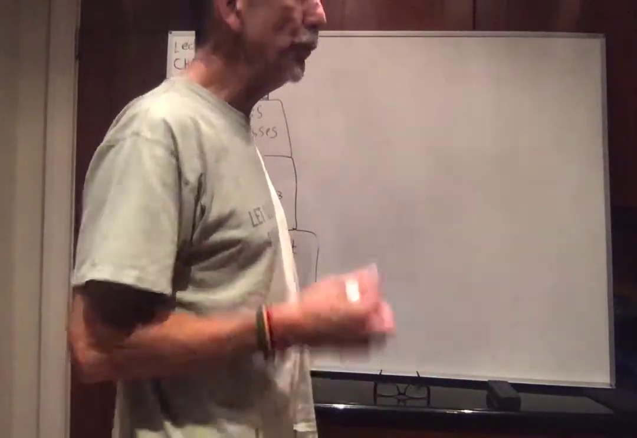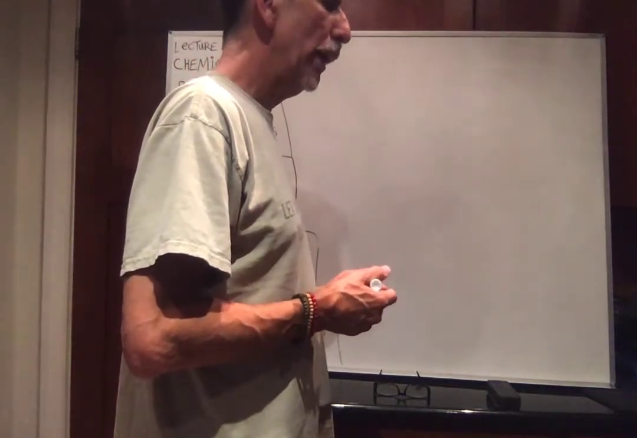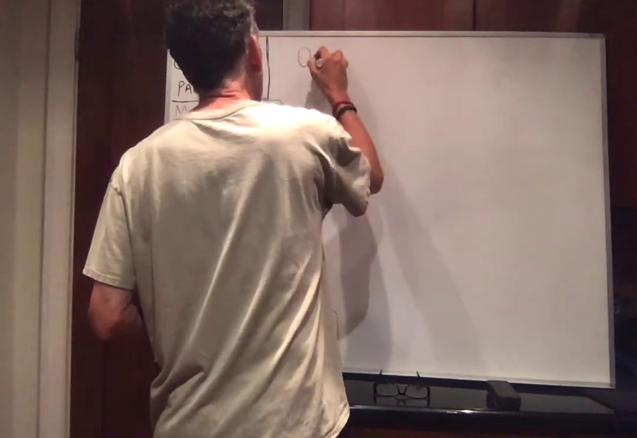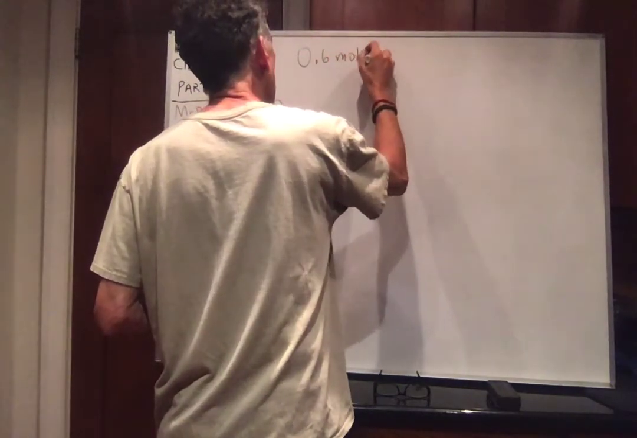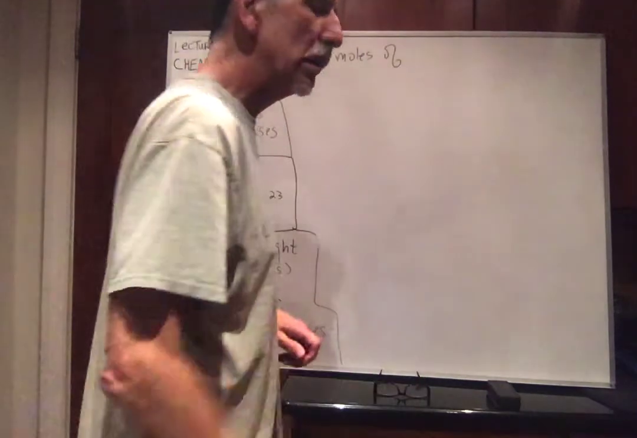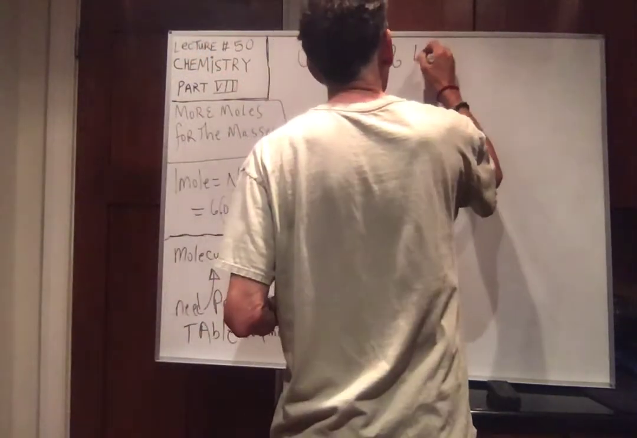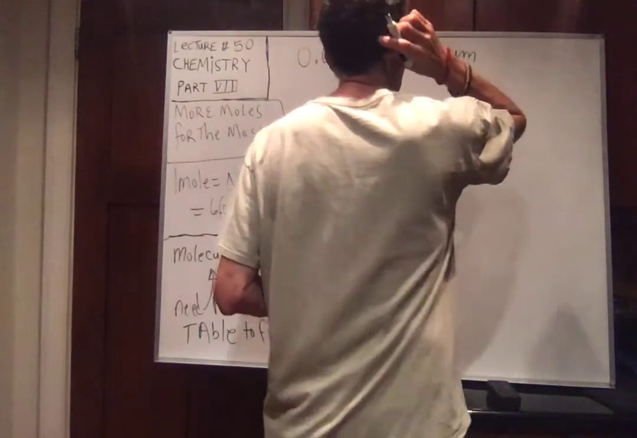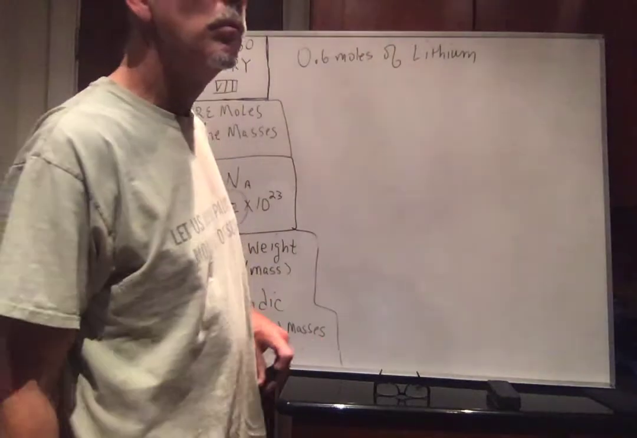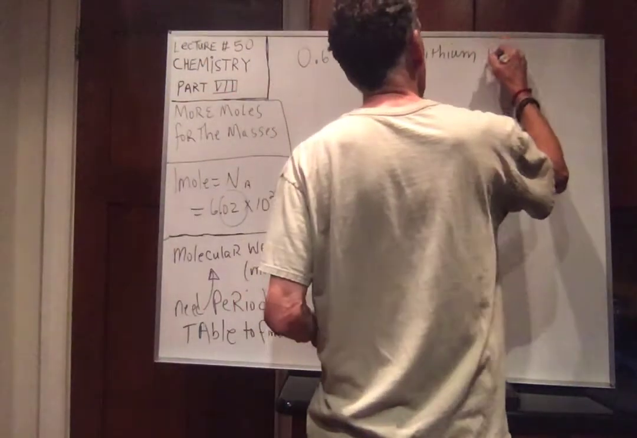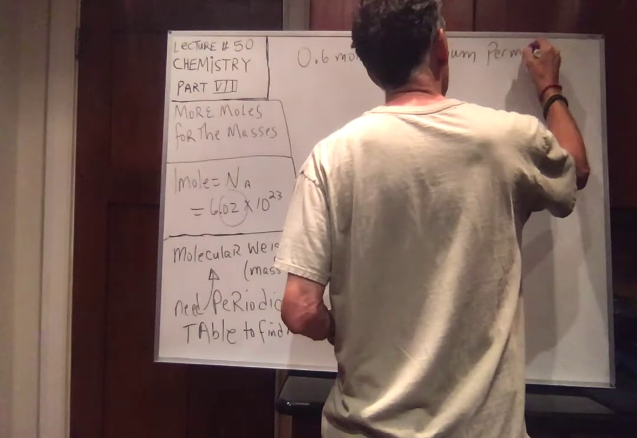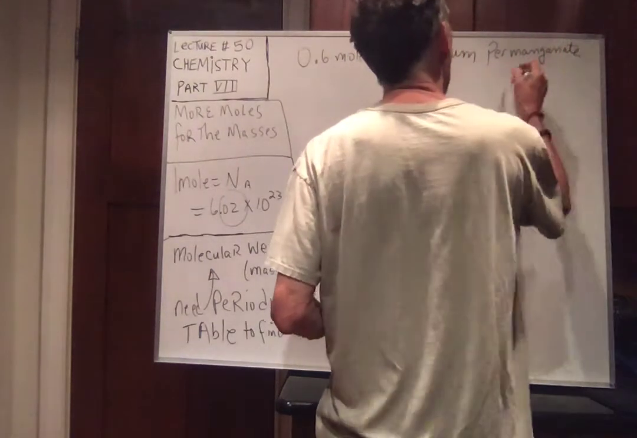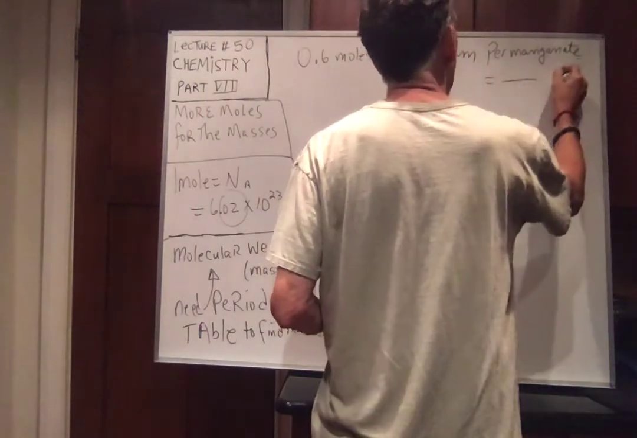Let's do, I don't know what else to do. Let's do 0.6 moles of, let's do lithium permanganate. Oh, there's a tough one. Okay, so how many grams is that?